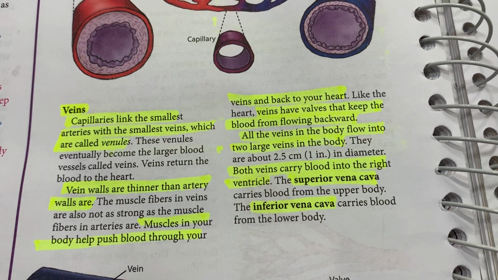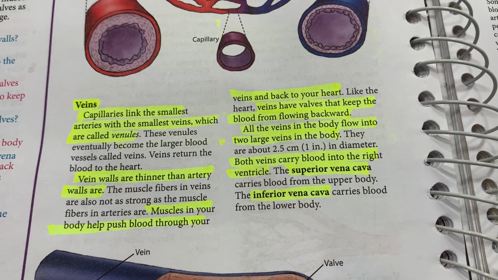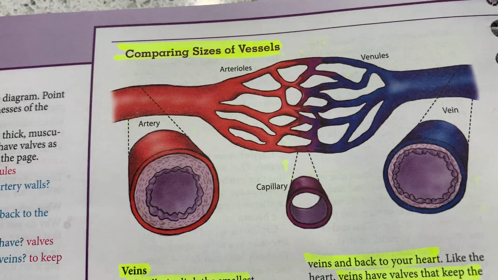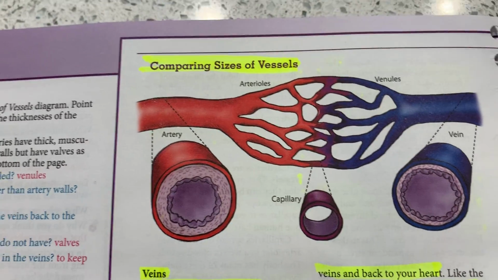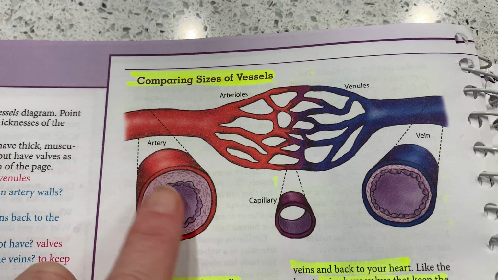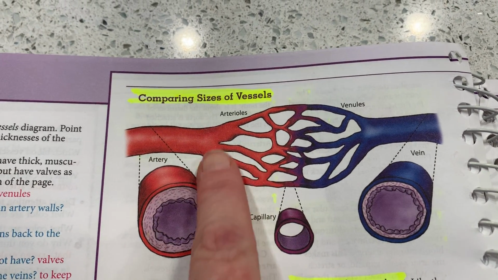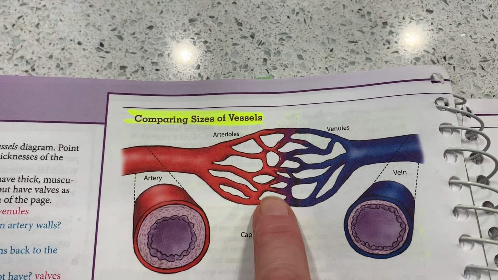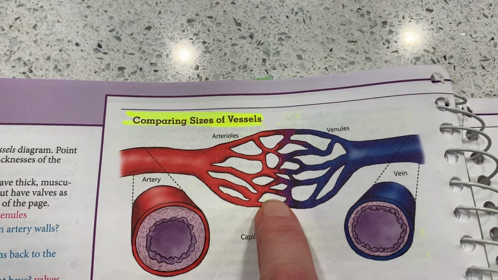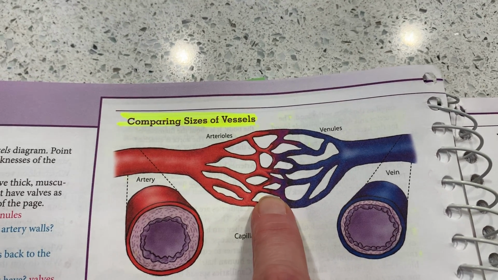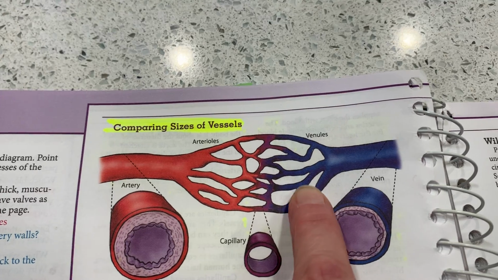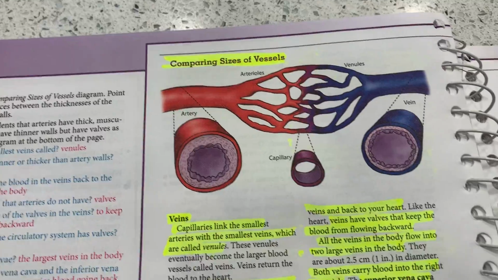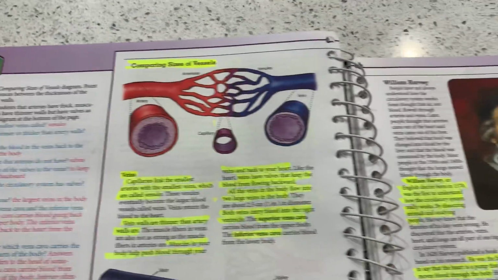It says all the veins in the body flow into two large veins. We've got the superior vena cava and the inferior vena cava. So now let's look at the diagram. This is comparing sizes of the vessels. We've got the arteries, which are usually oxygen rich. They go to arterioles and then capillaries. And then this is where the oxygen is brought to the cells, and then the carbon dioxide is exchanged, and then they go through the venules and then through the veins and back to the heart and then to the lungs to get more oxygen. Okay?